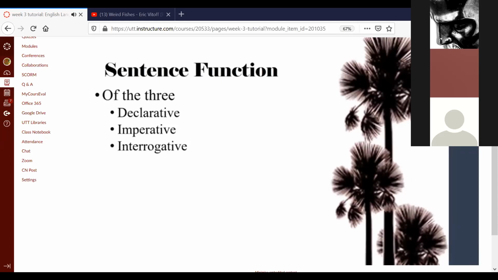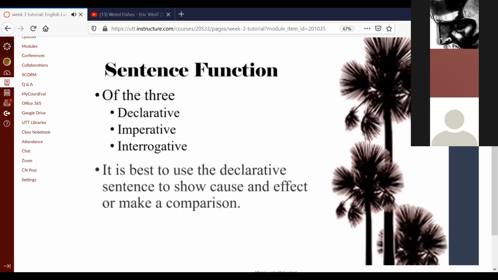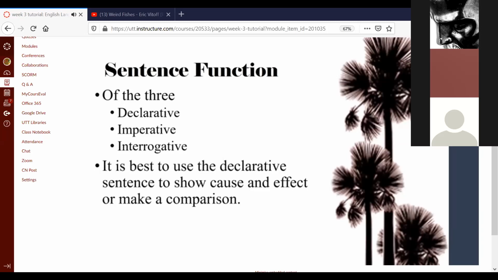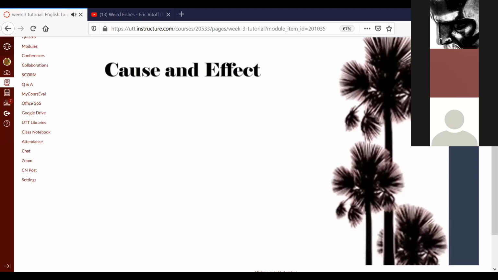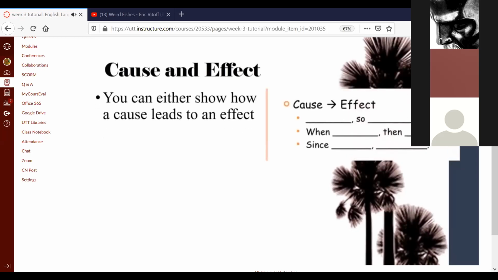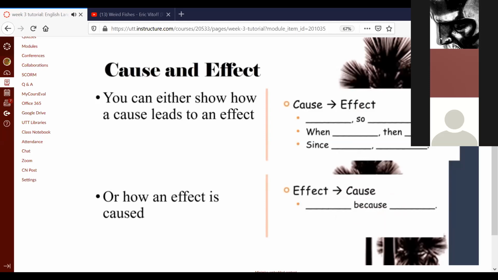Of the three, declarative, imperative, and interrogative, it is best to use the declarative sentence to show cause and effect or make a comparison. And what do we mean by cause and effect? You can either show how a cause leads to an effect. See the examples of structure over here. Or how an effect is caused.